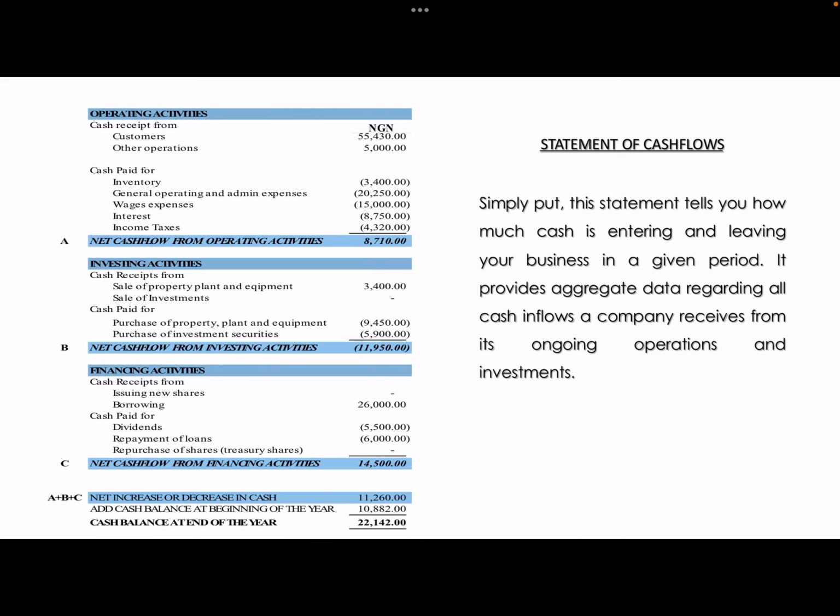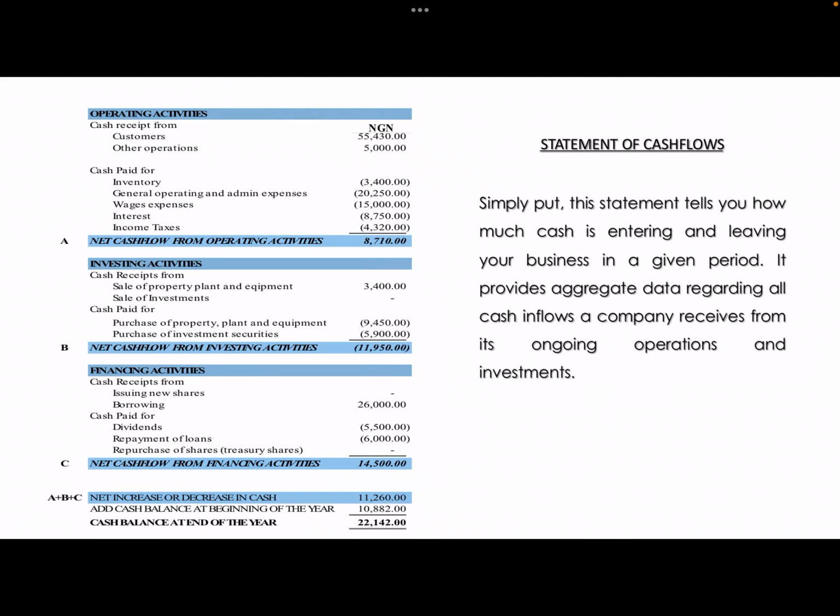Then the next one is the financing activities. If you remember the slide on the balance sheet, we have two sides. On the right side, we have what the company is owing: money that is borrowed from banks, and then we have the equity. Equity simply means what the company is owing its shareholders. Shareholders are the owners of the company. So whatever money is brought in and taken out in that section of the balance sheet is reported here.